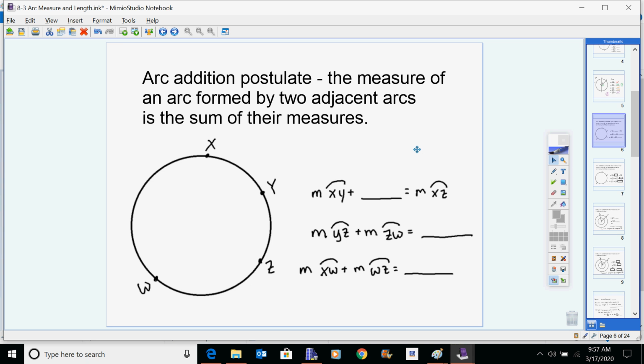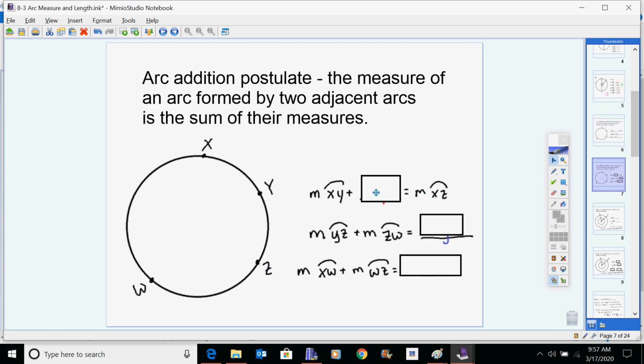Now, just like we had an angle addition postulate, where you'd have two small angles that add up to a big angle, or a postulate dealing with segments with our definition of between, where you had two small segments that add up to the big segment they make, the same thing works with arcs. So if I have the measure of arc XY plus the measure of arc YZ, that's going to give me the measure of arc XZ.